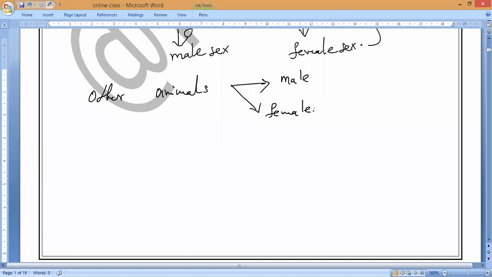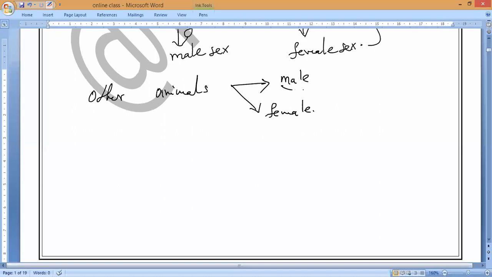Being male and female, how can we categorize trees? Plants also have male and female plants, female sexes. We already discussed that. Even flowering plants, not plants itself: some plants are male plants, some plants are female plants. So now, how can we classify?